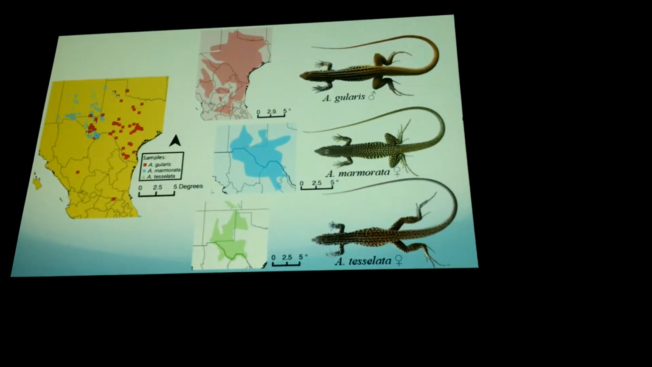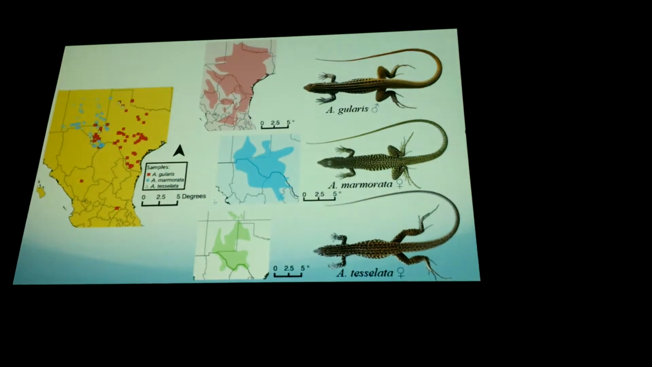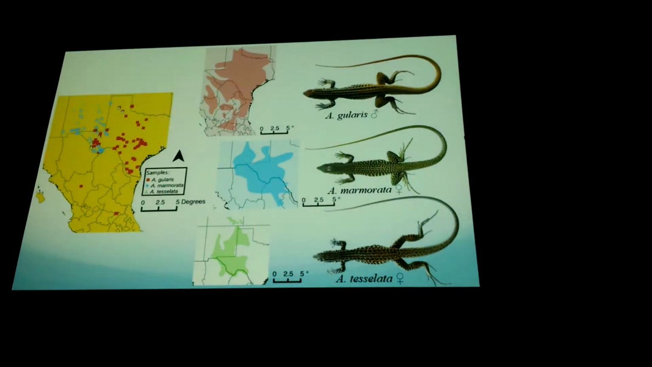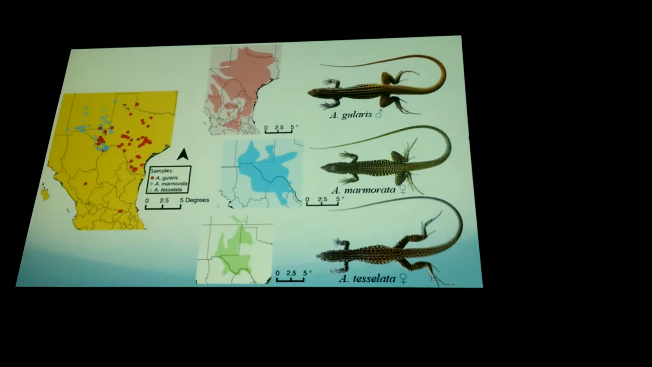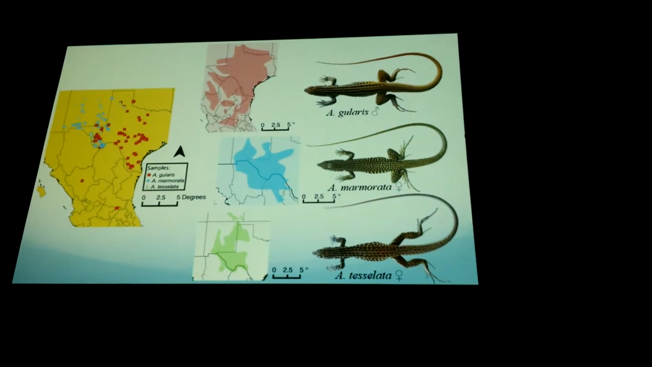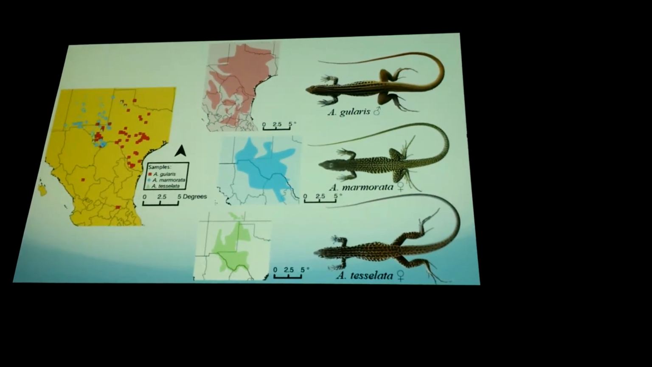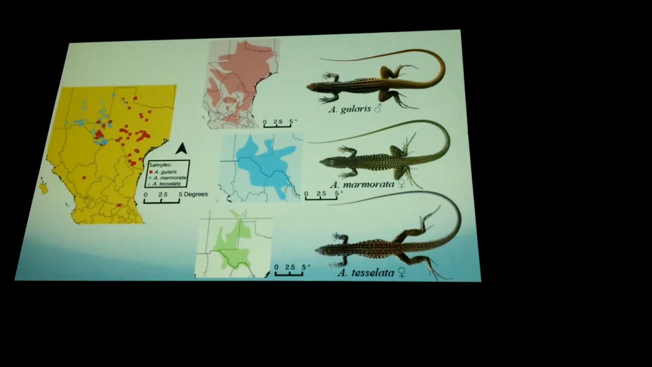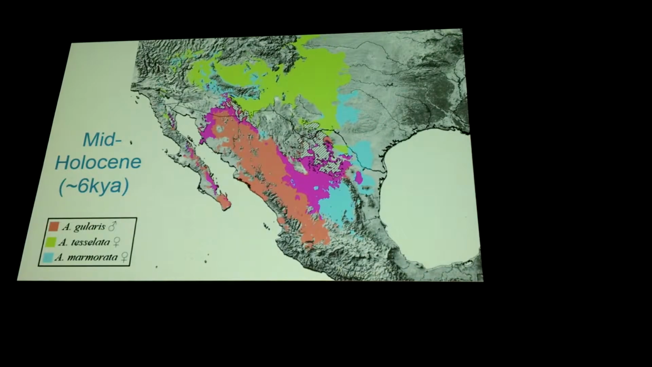So over here, these are samples that I'm using for genetic work later. You can see, if you kind of combine in your mind, that these ranges somewhat overlap, with tesselata having a more northwest distribution compared to the other 2, marmorata extending a little bit into Mexico across the Rio Grande River, and then gularis extending quite a ways down into central Mexico.